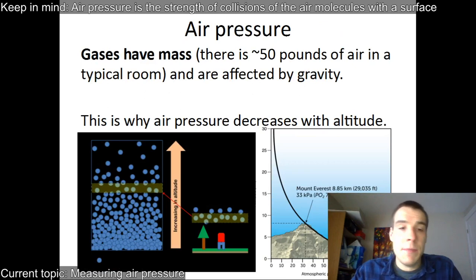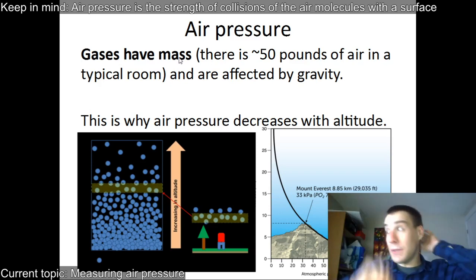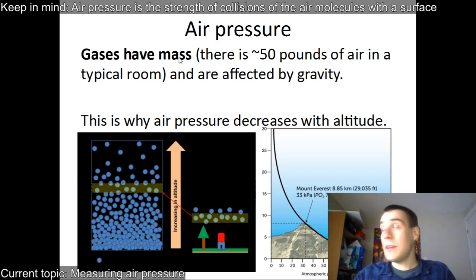So air pressure, measuring air pressure. First off, where does the air pressure come from? Well, it comes from the fact that gas has mass, right? It's made out of molecules. They're all over the place. They're floating in the air, but they do have mass. It does have a certain amount of weight, and it's affected by gravity. So gravity will pull down on the air. That means that there's more air molecules near the bottom than there are further up.